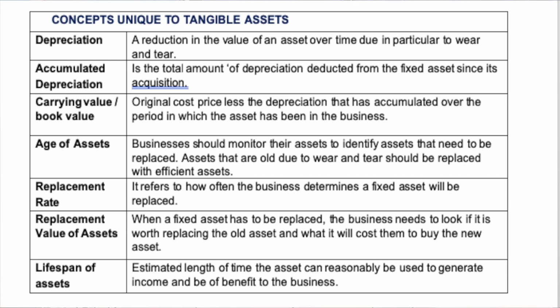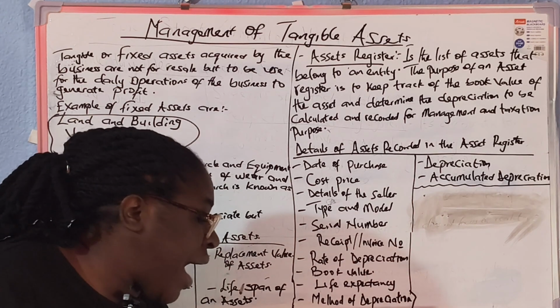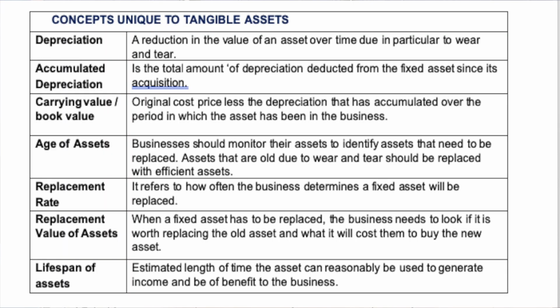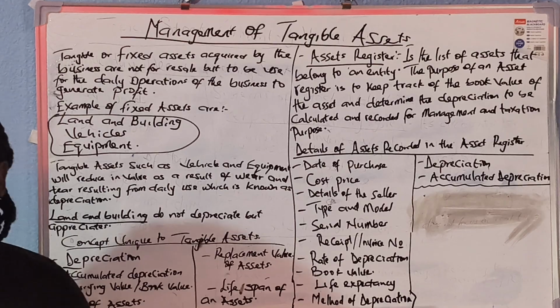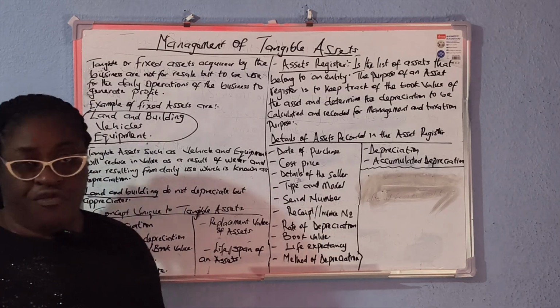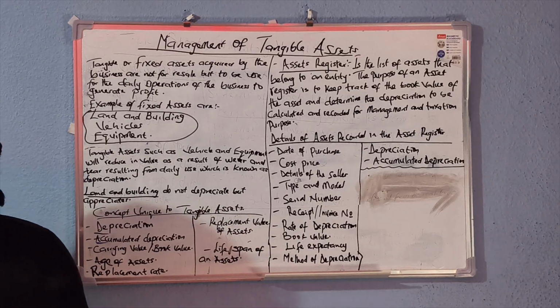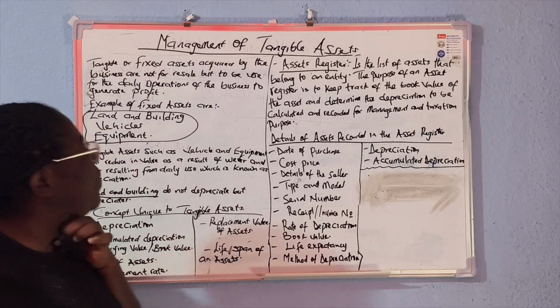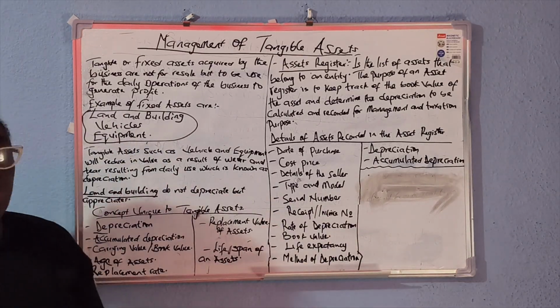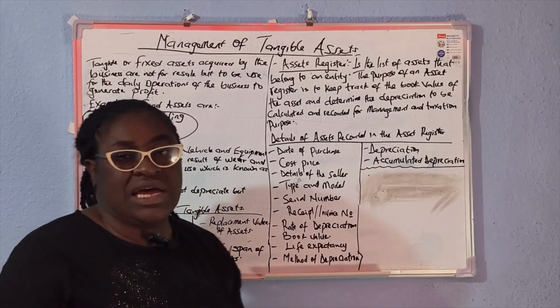And then we also have the lifespan of an asset. It is the estimated length of time the asset is supposed to be used. Some assets have a lifespan of 5 years. So the estimated length of time that we are supposed to use an asset will be the lifespan of the asset. Very quickly, let us look at the asset register.